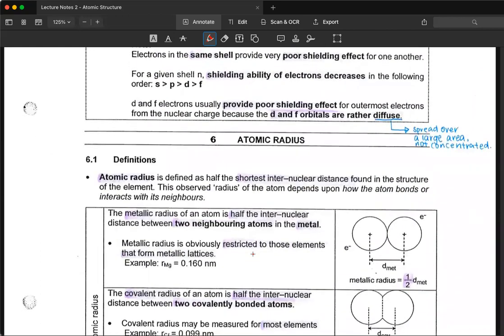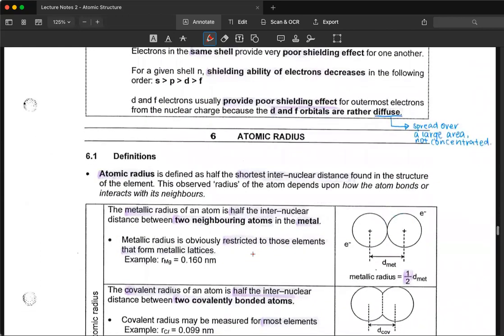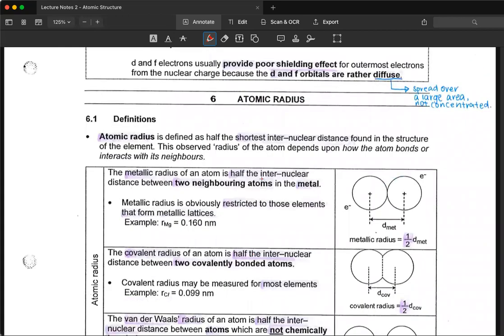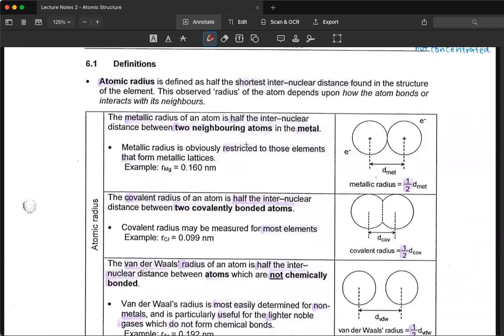Now, let's move on to the next part on atomic radius. What is atomic radius? It is half the shortest internuclear distance found in the structure of the element. So the observed radius of the atom depends on how the atom bonds or interacts with its neighbor. When we talk about metal, the metallic radius of an atom is half the internuclear distance between two neighboring atoms in a metal. So the metallic radius is restricted to elements that form a metallic lattice. You have to be very strict about that. Metallic radius is for structures of metal lattice.